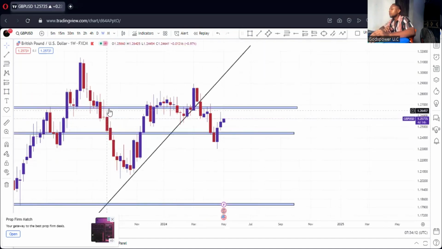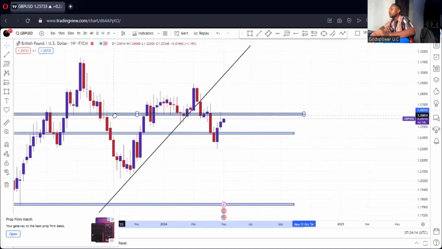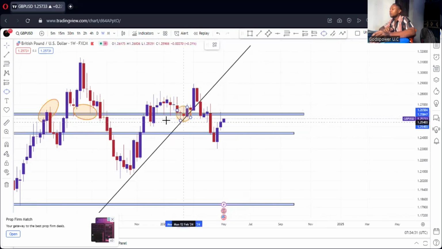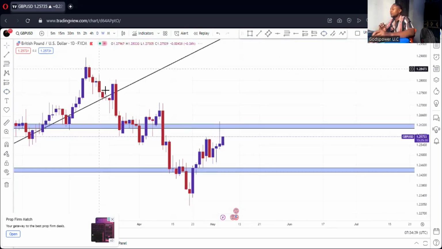So this is where it is supposed to be. So what am I using? You can see that there is this zone right here, right? There is this touch right here, these two touches right here, this touch, this one here, and this one here. So let me just place one there, an ellipse on them. Then there is this touch right here. So these are the things I'm looking out for, right? So let me go down to the daily so I don't get you guys confused.